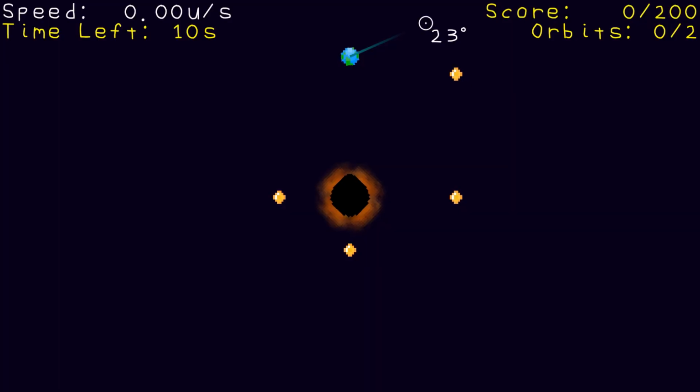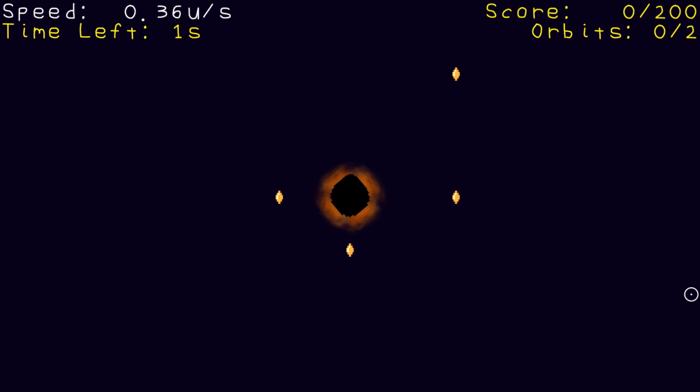I then added some coins that can add to your score. If the score meets or exceeds the points needed, and your completed orbits do the same, then you win the game. This system isn't fully implemented yet, but it is next on the list. There's also a timer, and once this reaches 0 and you haven't cleared the level, it will just restart.